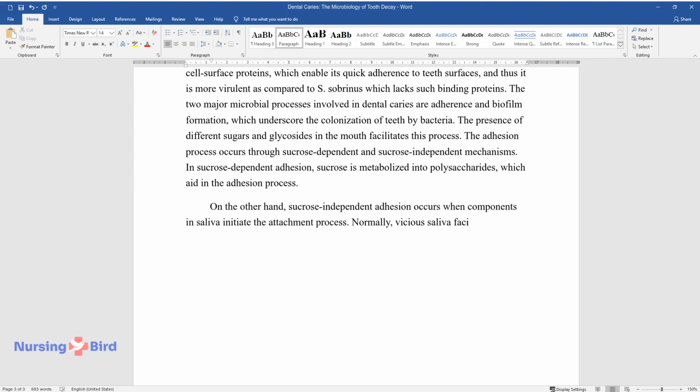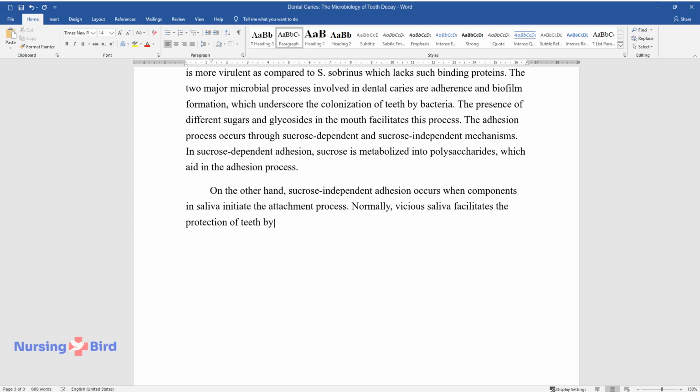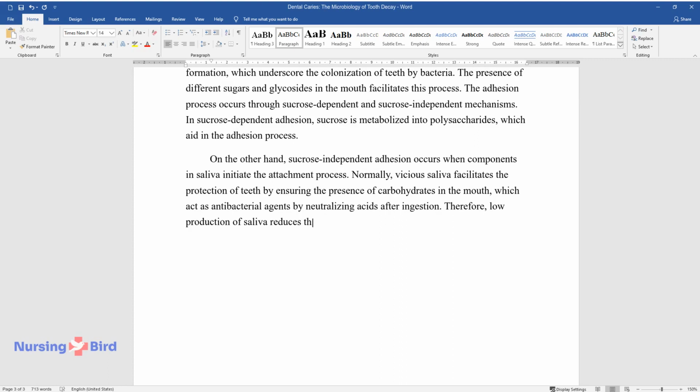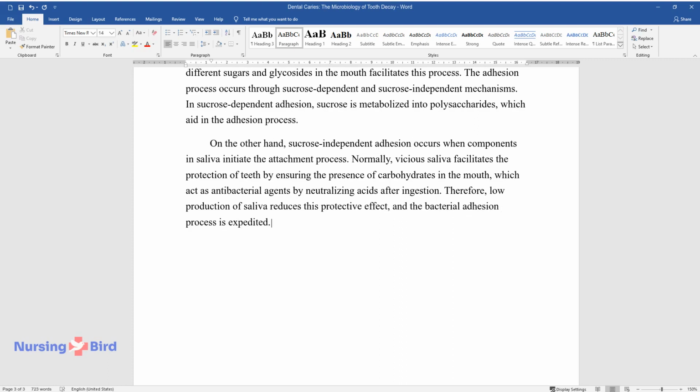Normally, viscous saliva facilitates the protection of teeth by ensuring the presence of carbohydrates in the mouth, which act as antibacterial agents by neutralizing acids after ingestion. Therefore, low production of saliva reduces this protective effect, and the bacterial adhesion process is expedited.